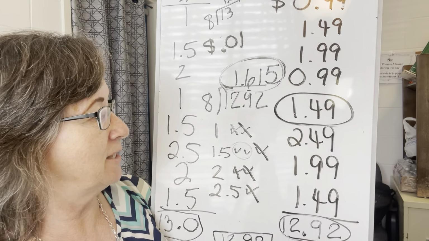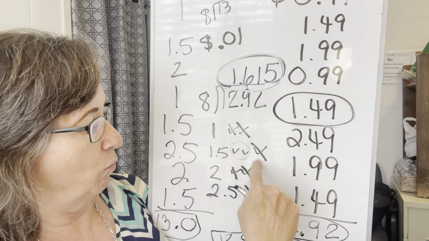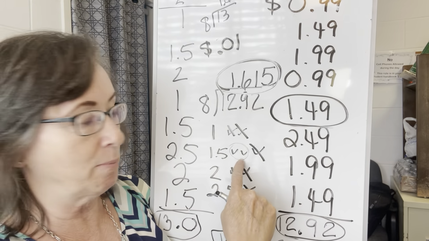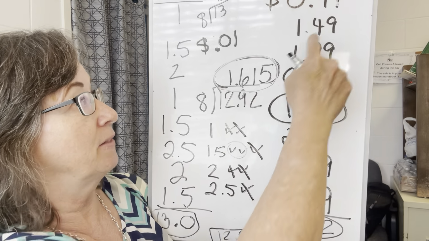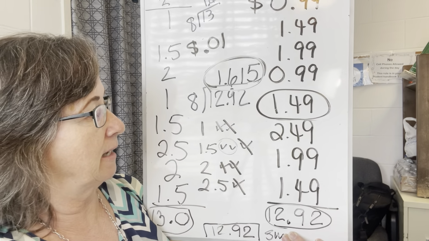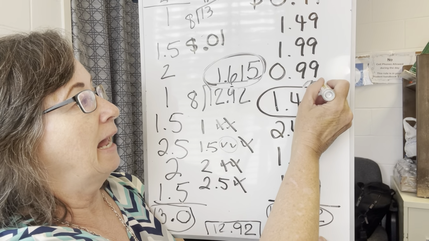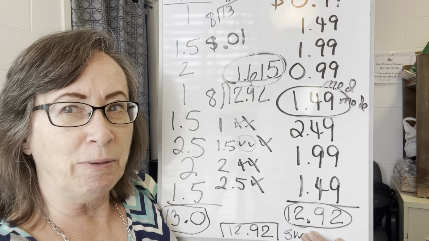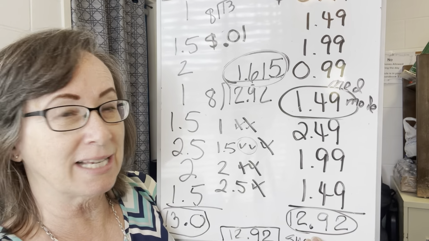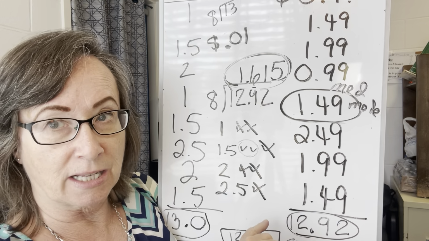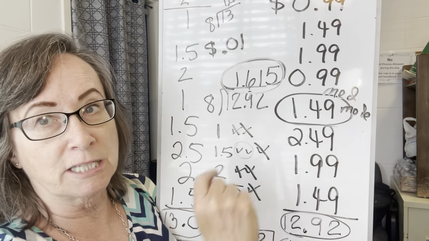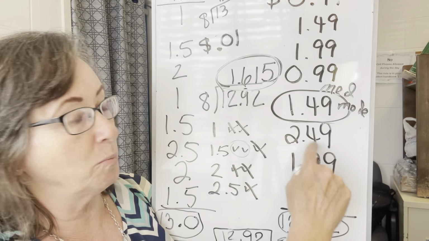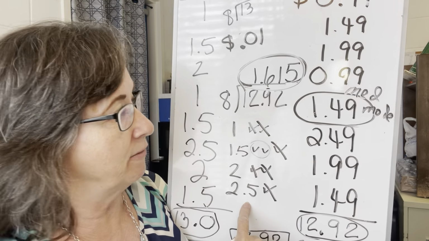Our mode is the one that's hit the most often. That's 1.5, which is also 1.49 in the real data. It's also our mode because there were 3 of the 1.49s in the set of data. So this is our median and our mode of that set of data. Now, how do we find the range? Okay, the range is the highest minus the lowest. Well, we know that the lowest is 0.99, represented by our 1 over here. And then the highest was 2.49, represented by our 2.5.